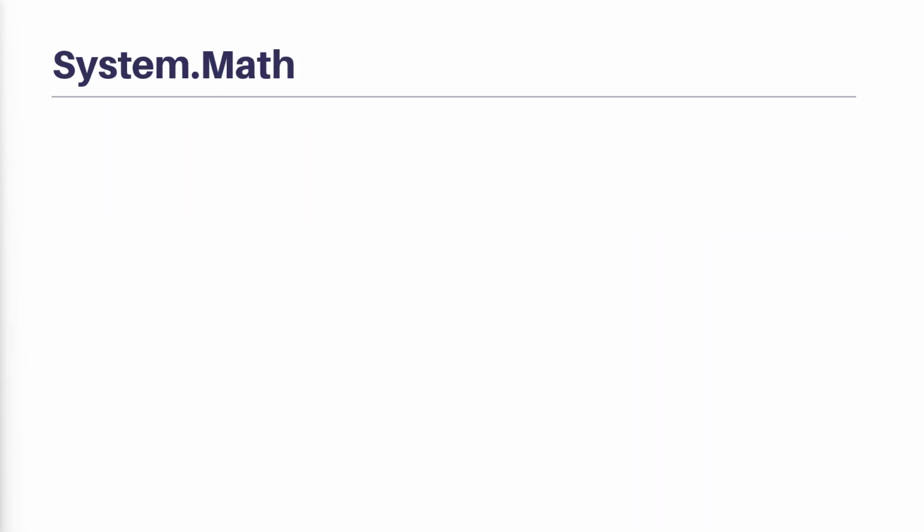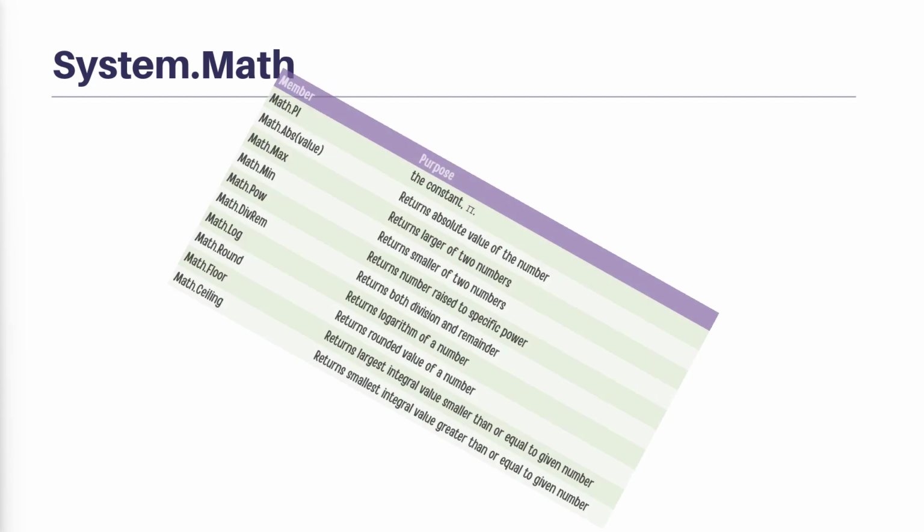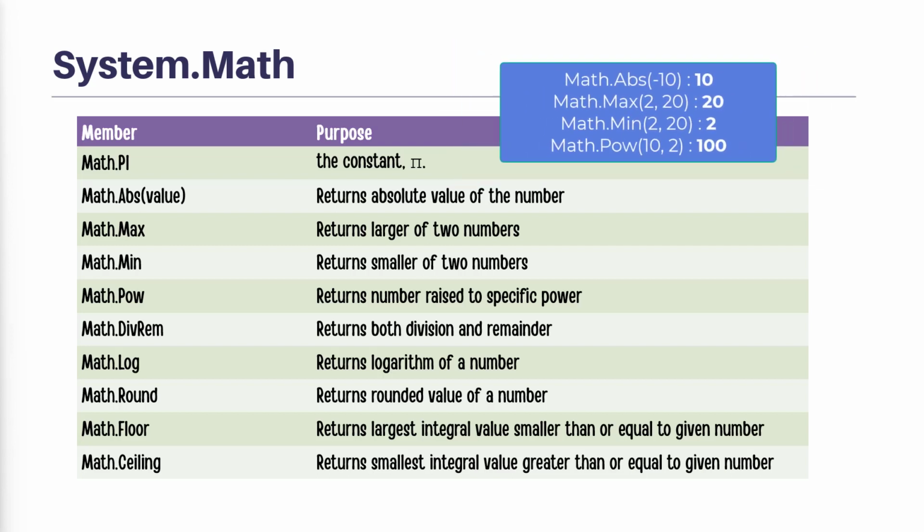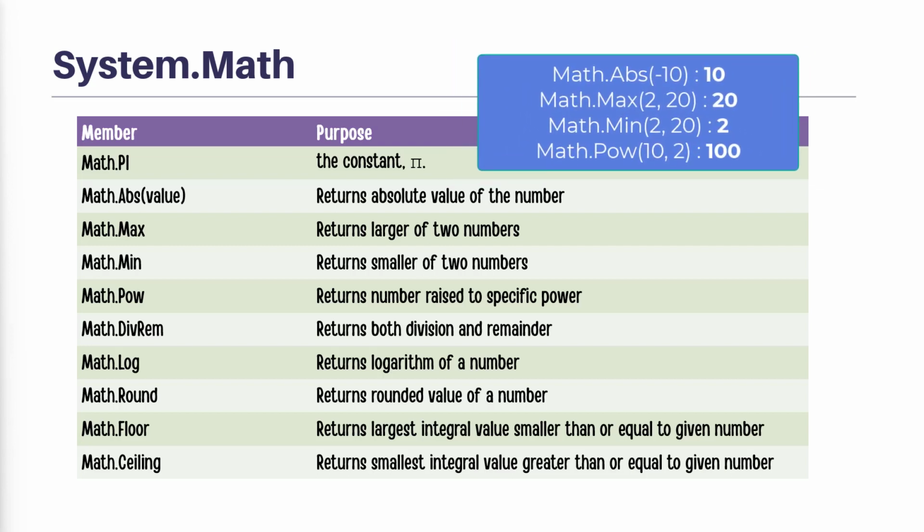Let's have a quick introduction to System.Math class. This class provides multiple constants and methods for performing many mathematical operations. Some of those methods and constants are listed here. It provides constant pi, which can be used in many mathematical operations. It also provides a method Abs to find the absolute value of a given number. It also provides methods to find max and min from a given pair of numbers.